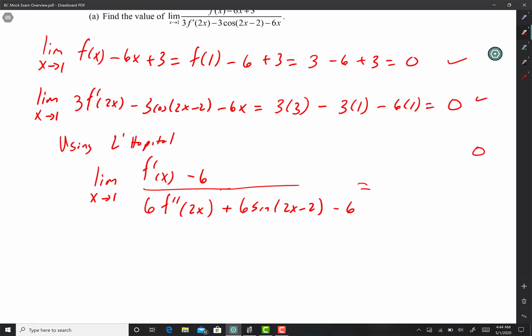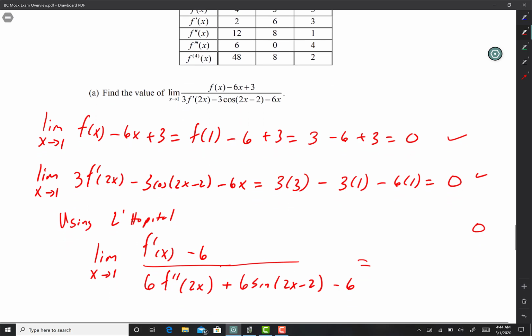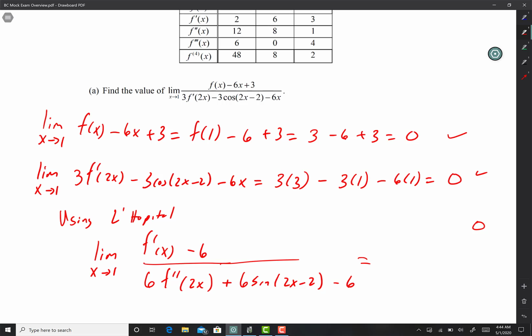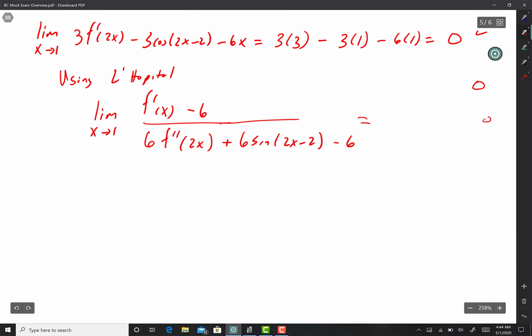Let's see, f prime prime of 2. F prime prime of 2 is 1. 1 times 6 is 6. Sine of 0 is 0. 6 minus 6 is 0. Again. Wow. Okay, so you're going to have to do it again, guys. So I'm going to write it here on the side.